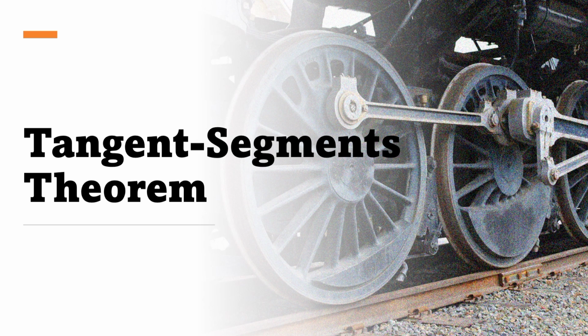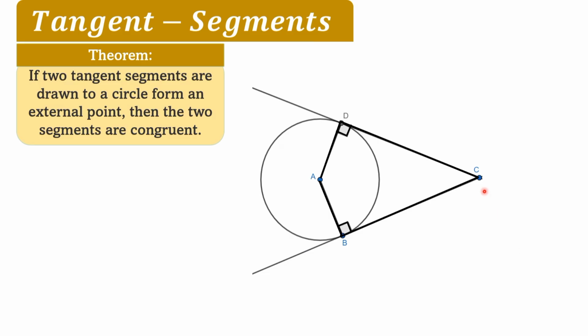In this video, I will be showing you examples of problems related to the tangent segments theorem. The tangent segments theorem states that if tangent segments are drawn to a circle from an external point, then the two segments are congruent. To illustrate this, let us use the figure at the right.